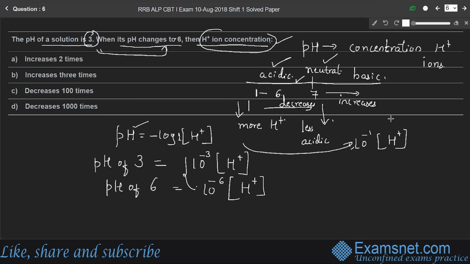Therefore, hydrogen ion concentration decreases, right? Minus 3 to minus 6 means it decreases by 1 by 1000 times. The difference is 10 raised to minus 3, which is 1 by 1000. Therefore, hydrogen ion concentration decreases 1000 times, so option D is the right answer.